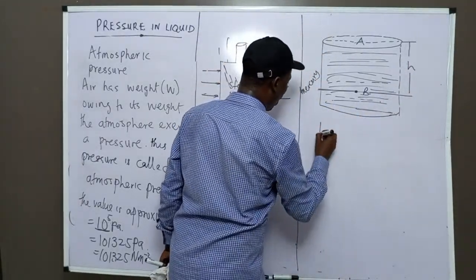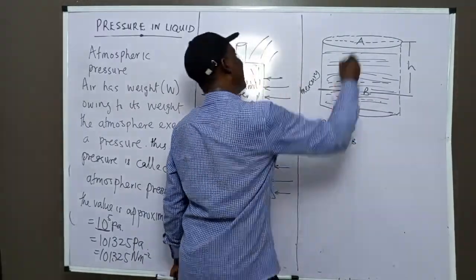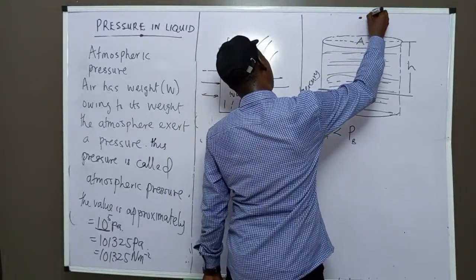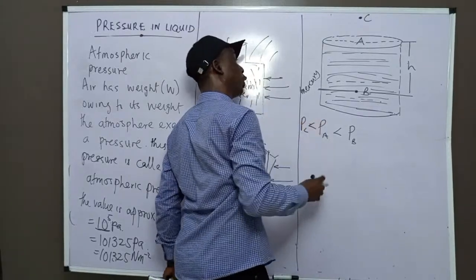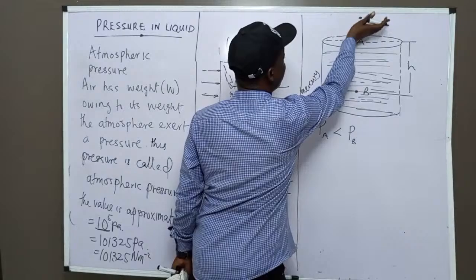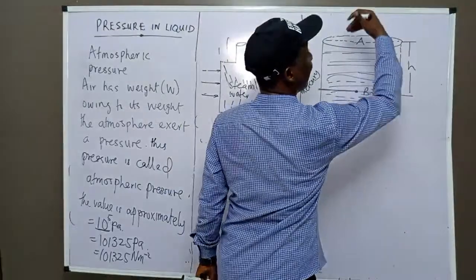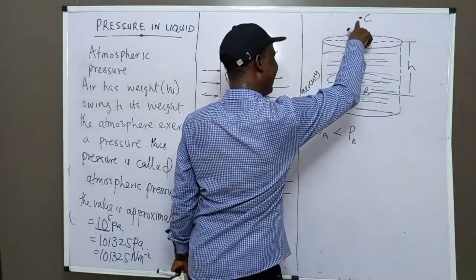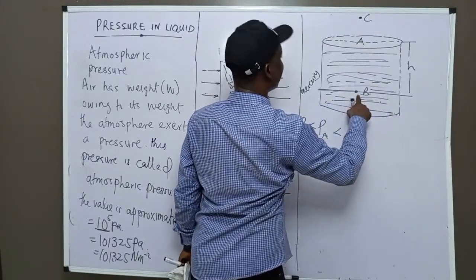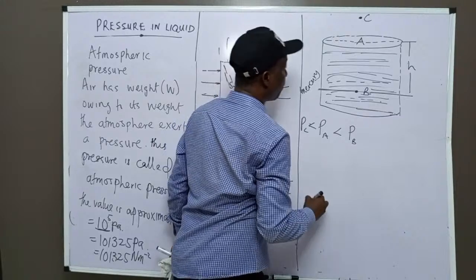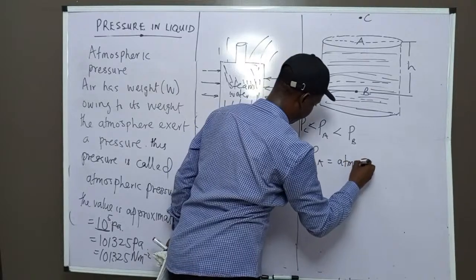Now, pressure in A is lesser than pressure in B. And let me take a point here. Let's call this one C. Pressure in C is lesser than pressure in A, because this one is above. The more you are moving up, the lesser the pressure. The more you are going higher, the lesser the pressure. Pressure in C is smaller than pressure in A, and pressure in B is higher than pressure in A. So pressure in A is equal to atmospheric pressure.